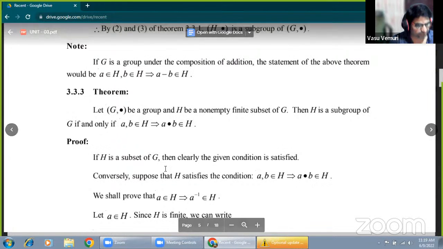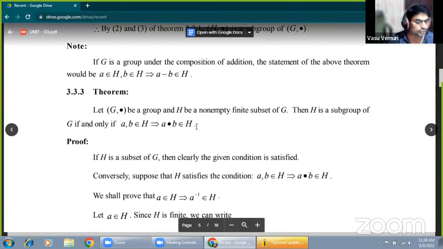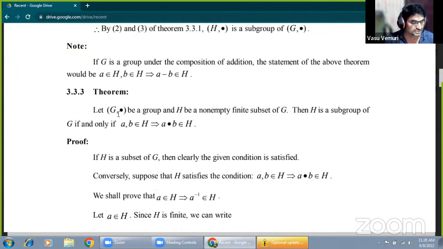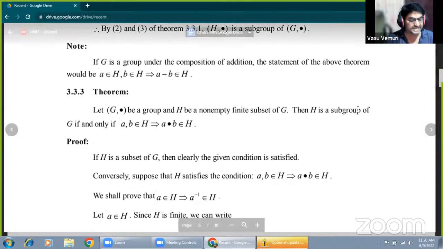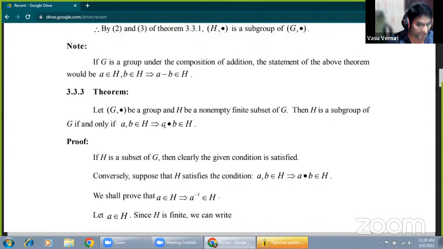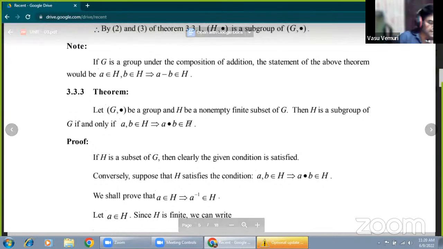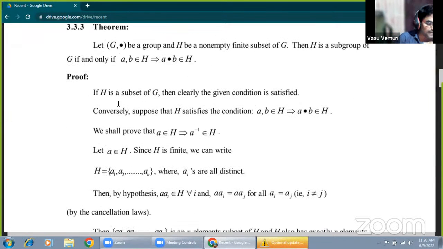Now directly we must derive the closure condition to express the subgroup of this part. A into B belongs to H. Suppose G under multiplication is a group, and H is a non-empty finite subset of G. H is a subgroup of G if and only if A, B belongs to H implies A into B belongs to H. By the closure condition, directly we have to mention the necessary and sufficient condition to be a subgroup: A into B belongs to H. That is the closure condition.